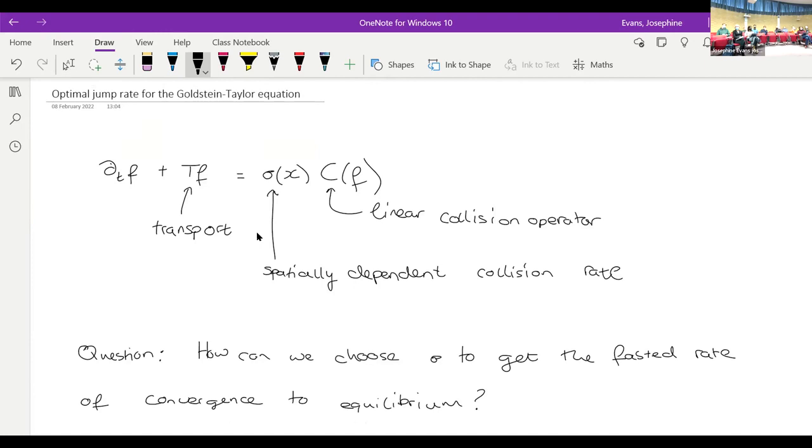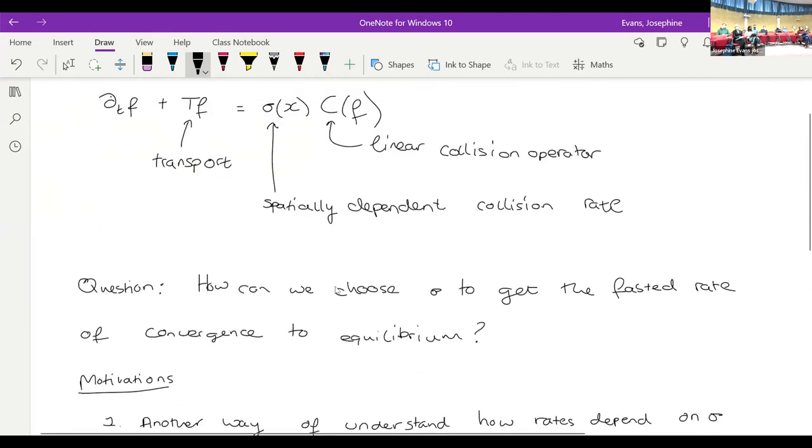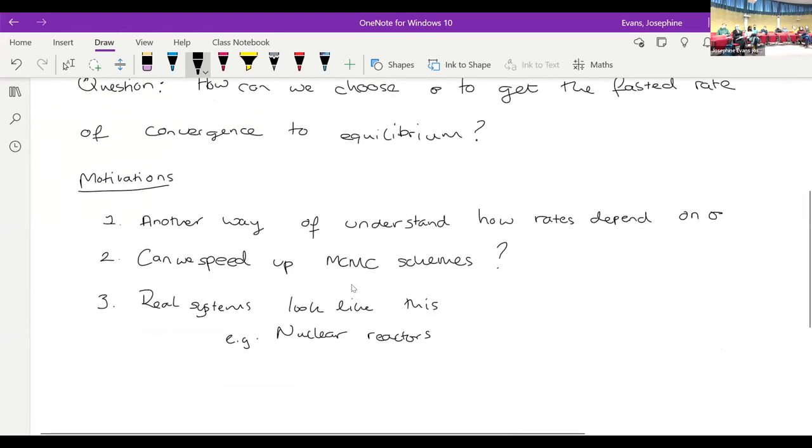So maybe it's not really an important maths question to work out exactly how cool it will get when, but this is kind of the three reasons we want to understand more about how the rate of convergence depends on sigma of x. Understanding more about hypocoercivity, MCMC, and then there are some models where this is more or less the structure of the real models, and we really care about the rate of convergence to equilibrium.